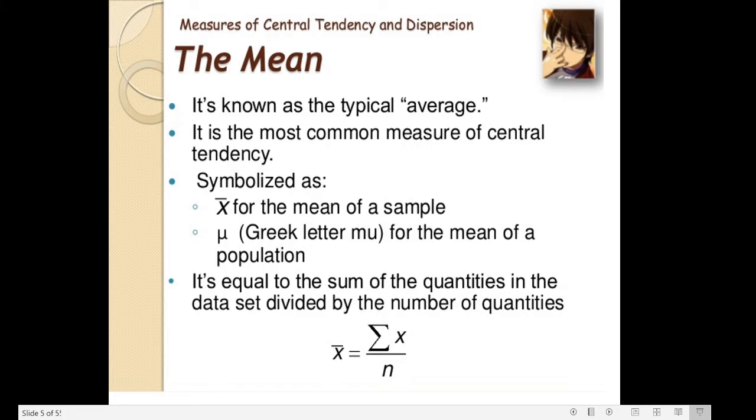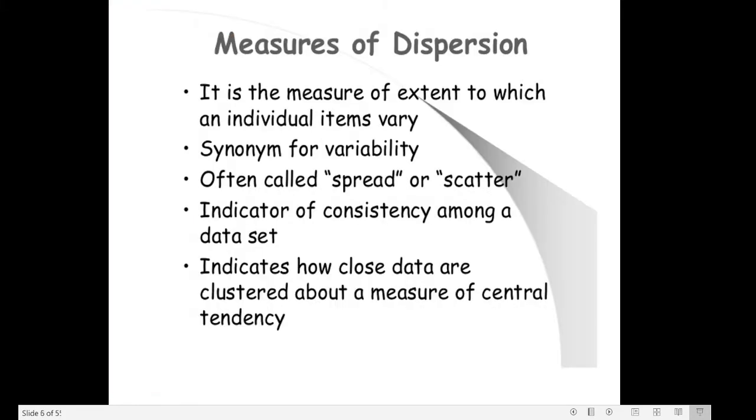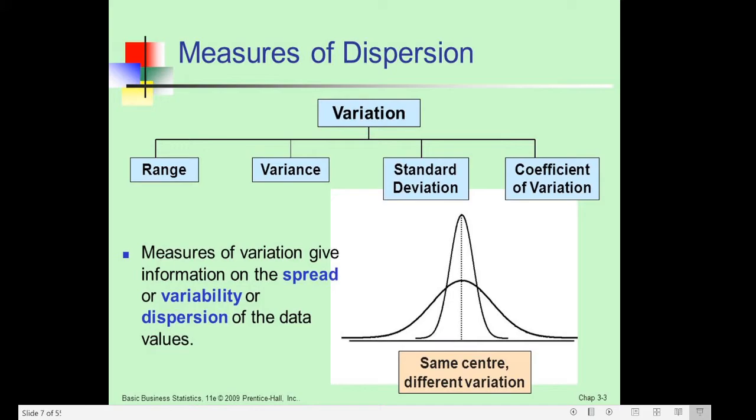This is a typical average value. We take all the sample values and divide by the number of values. This other portion is how the data is spread through the group of the population. That measure is the dispersion. In dispersion, we have four different measures: range, variance, standard deviation, and coefficient of variation.